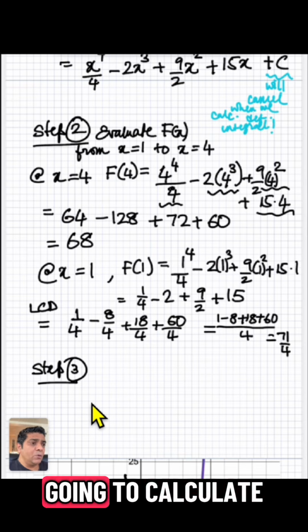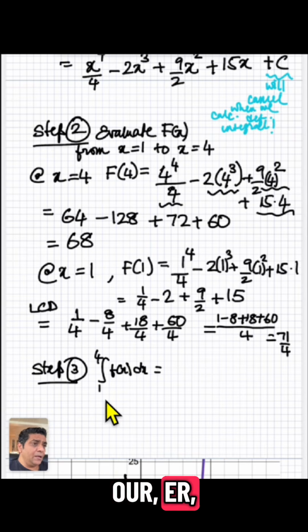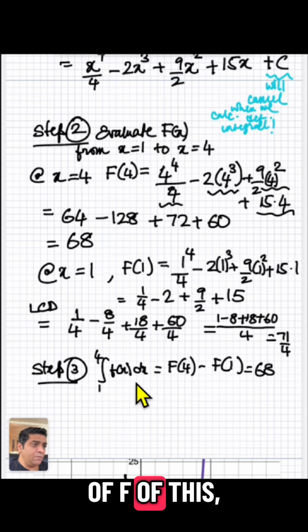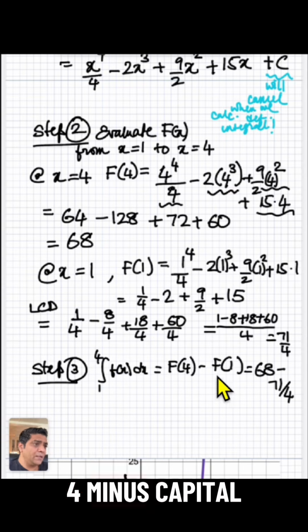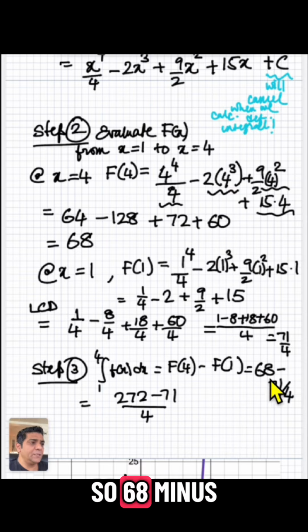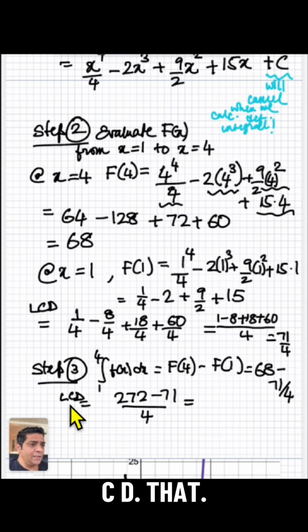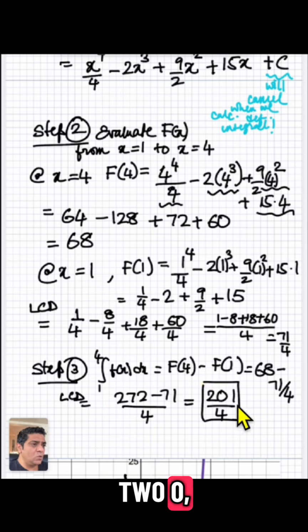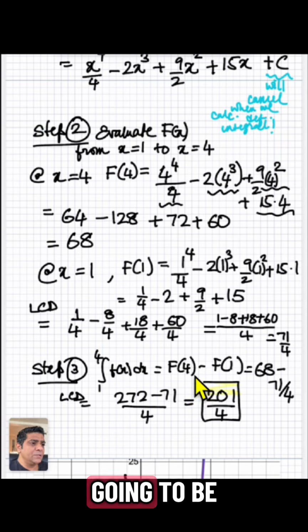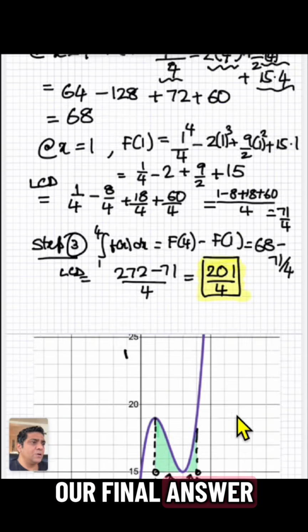Now we are going to calculate our definite integral from 1 to 4 of f of x dx, which is capital F at 4 minus capital F at 1. So 68 minus 71 over 4. You can use the LCD, so we get 272 minus 71 divided by 4. And this is going to be our final answer for this question.